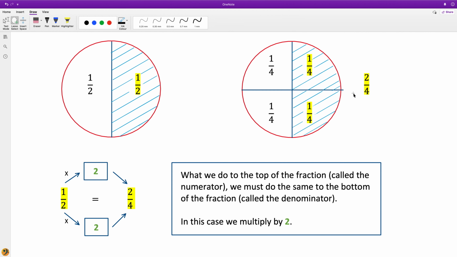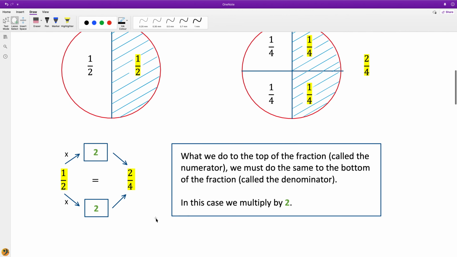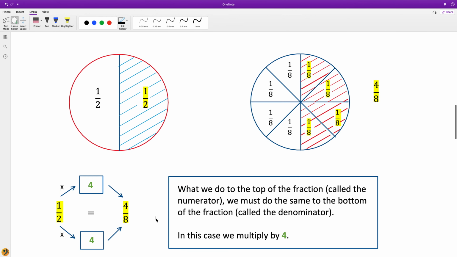All right, this one here. And also, following this rule, we have to do the same to the denominator. So we have our 2 also multiplied by 2, okay, because that's what we did up here. We multiplied by 2, and that gives us our new denominator of 4. All right, so this is actually how we work out equivalent fractions. In this case, we've multiplied the numerator and the denominator by 2, and it gave us an equivalent fraction of 2/4. All right, pretty straightforward. So let's have a look at another example.